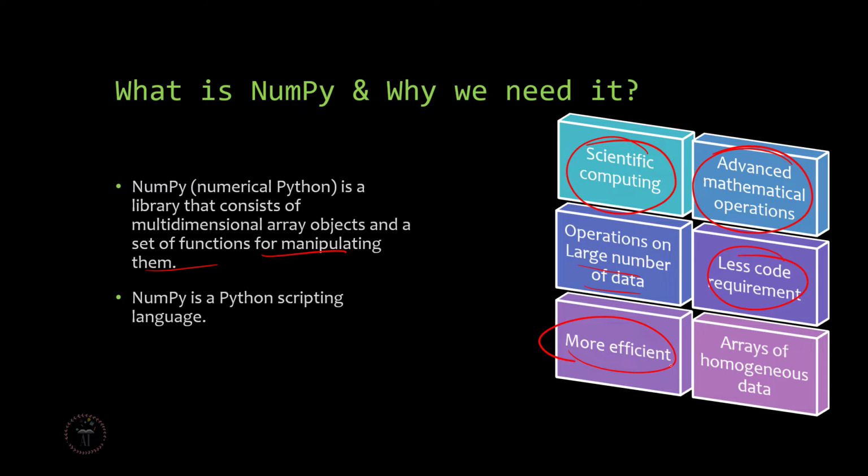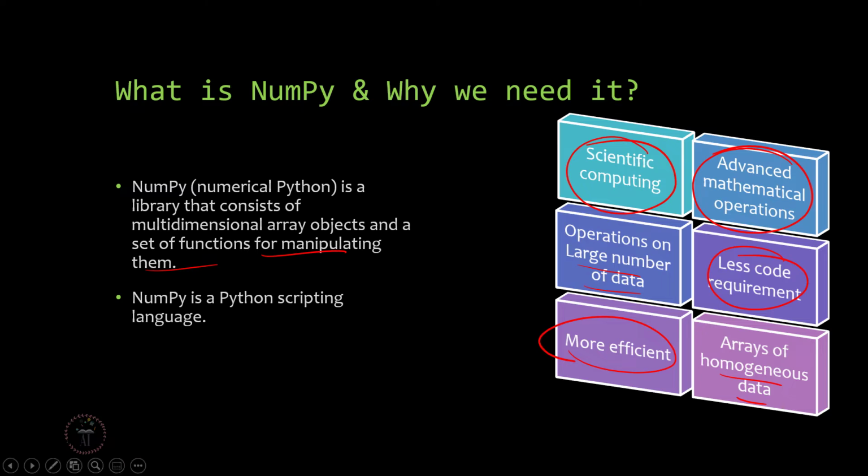But one key thing that you always have to remember while working with the NumPy library is that it is composed of arrays, and an array can contain a single data type. That means we say arrays of homogeneous data. So this is what NumPy is all about. It's a library which has an important object that we call an array object, and it has various functions which will help us in manipulating them.